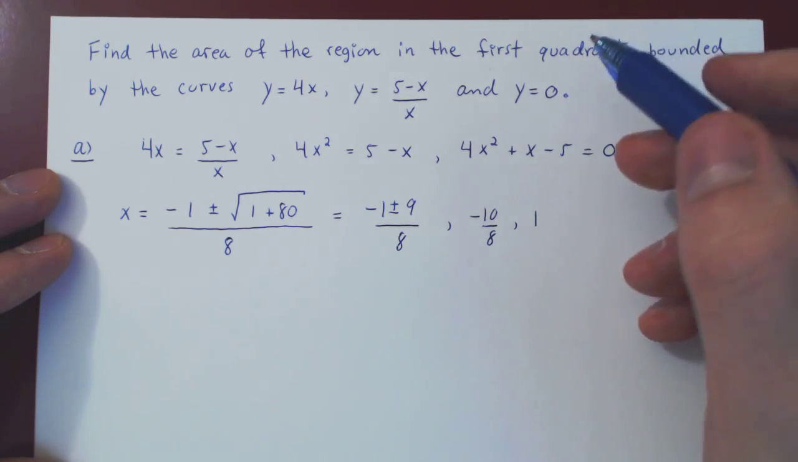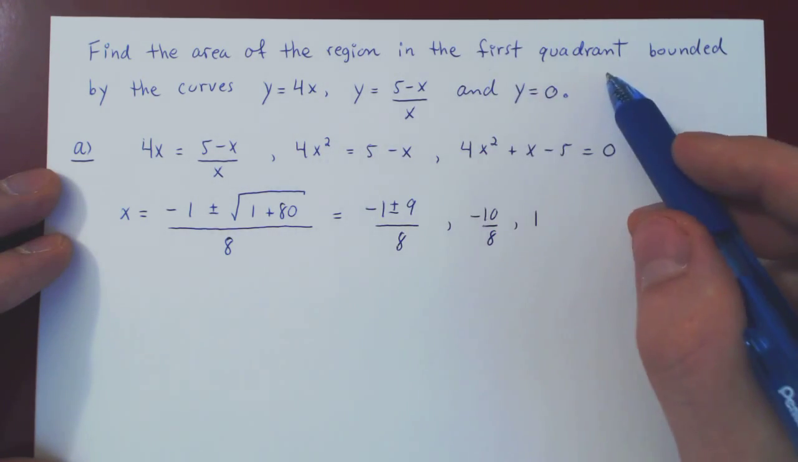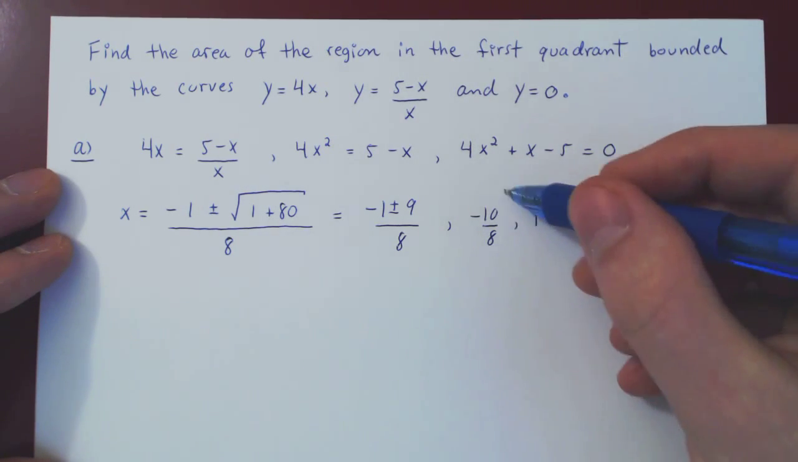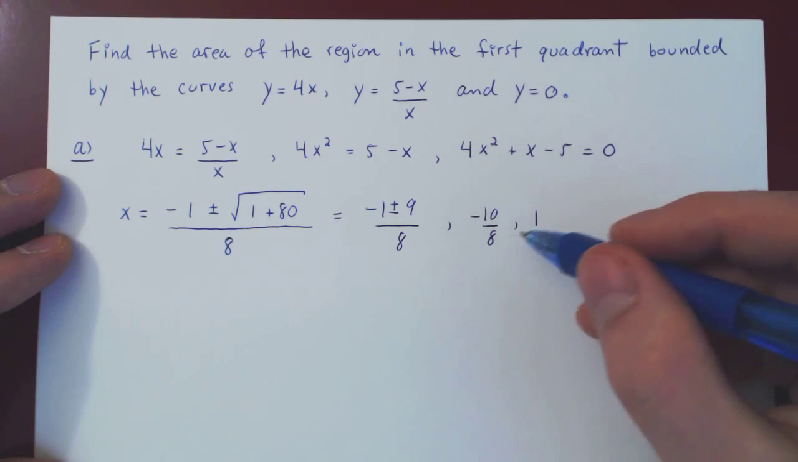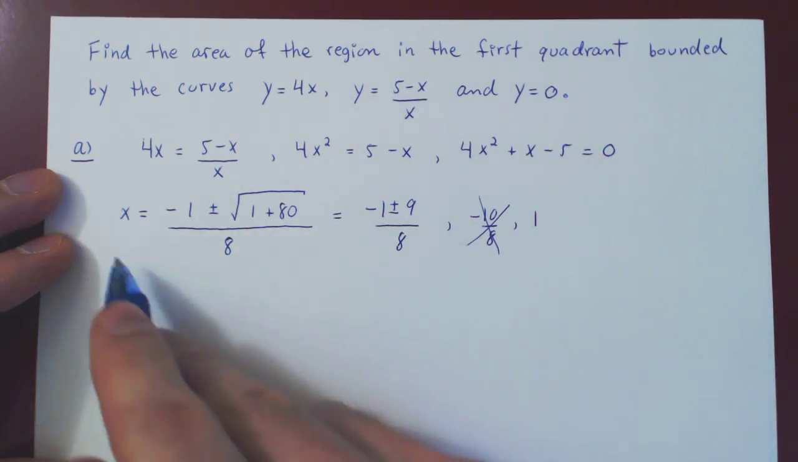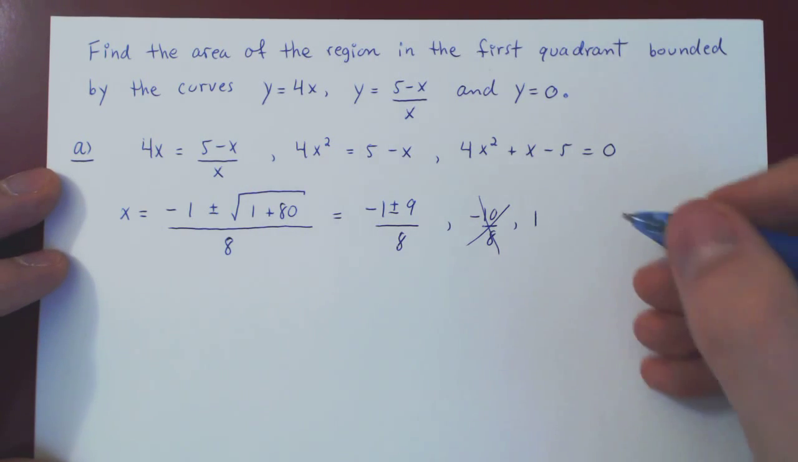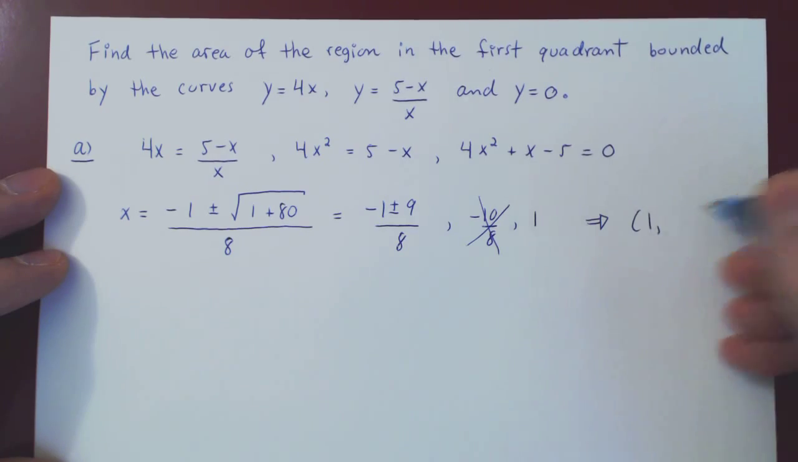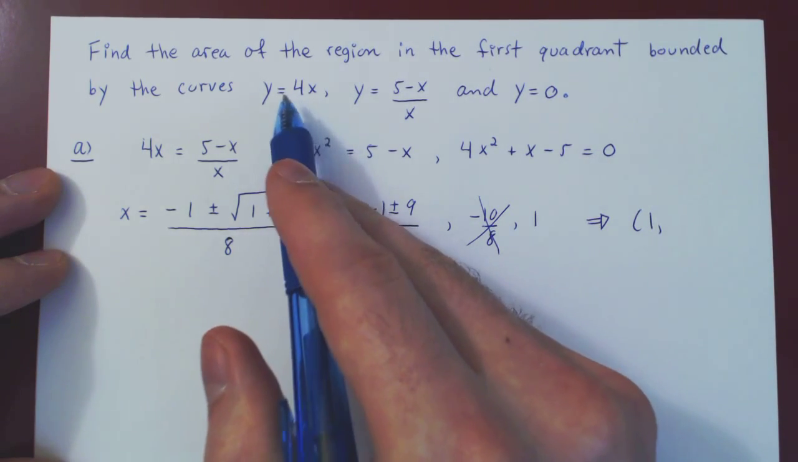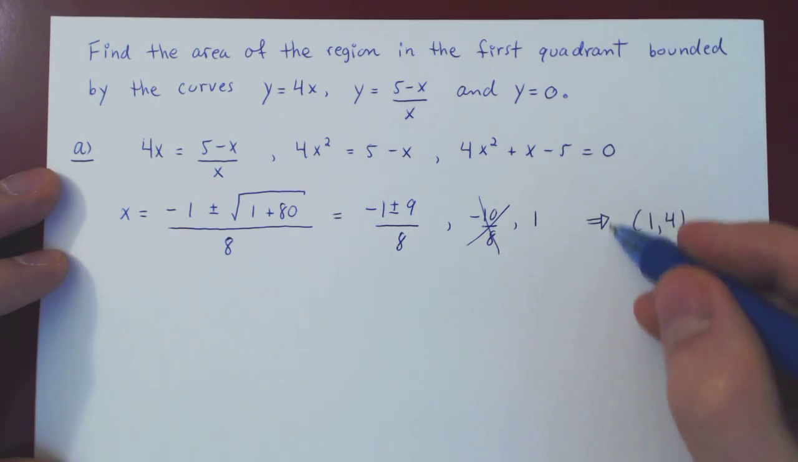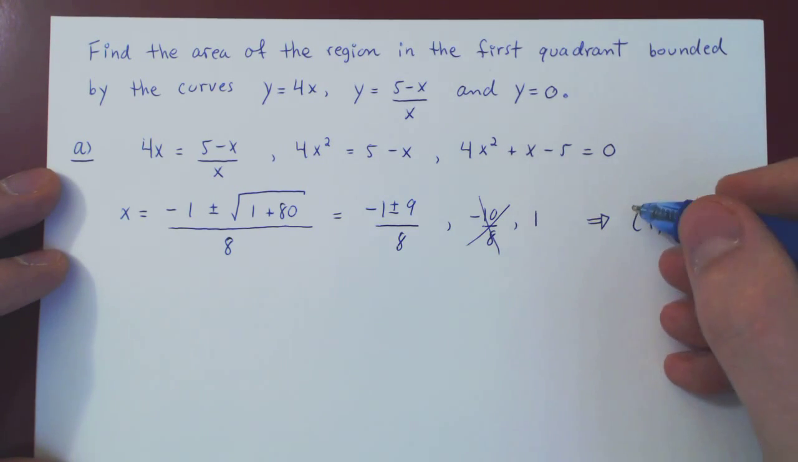But notice that we are talking about a region in the first quadrant. Therefore, x and y are both positive. So we have to reject this solution as it is negative, and we're left with just one positive solution, x being 1. Well, we want the point of intersection, so we need the y-coordinate. So we have x equals 1. And if x is 1, y is 4 times 1, which is 4. So we have one point of intersection, (1, 4).